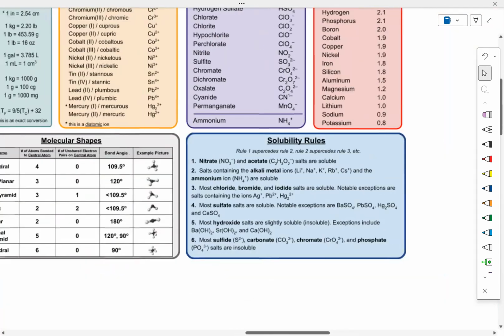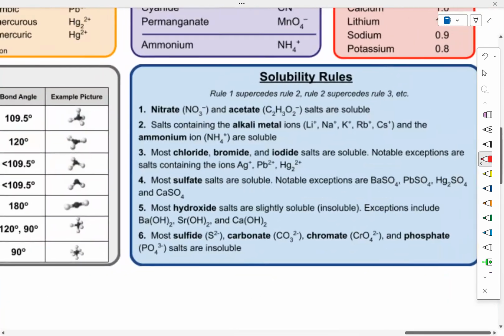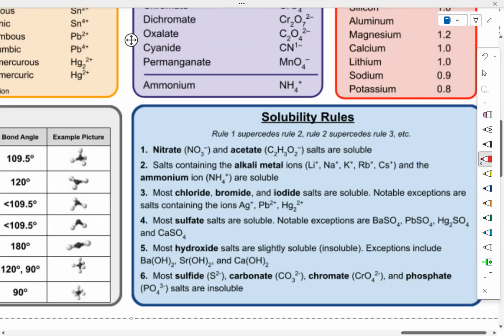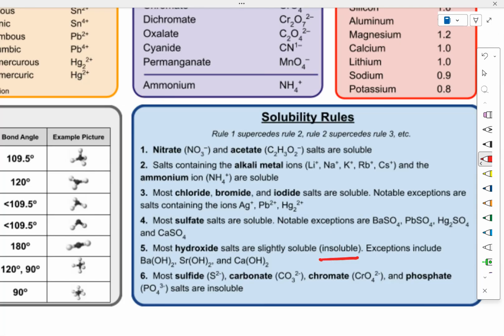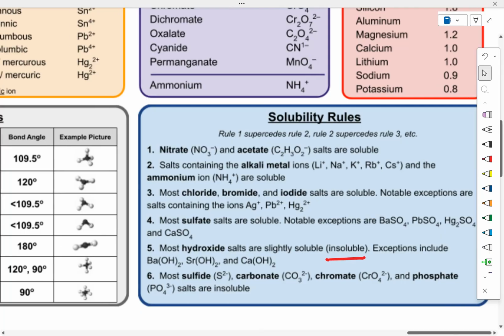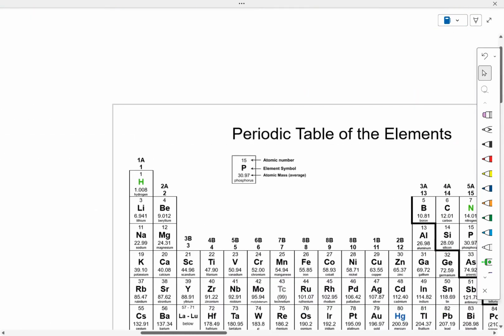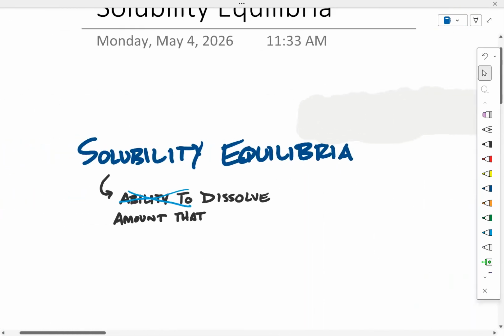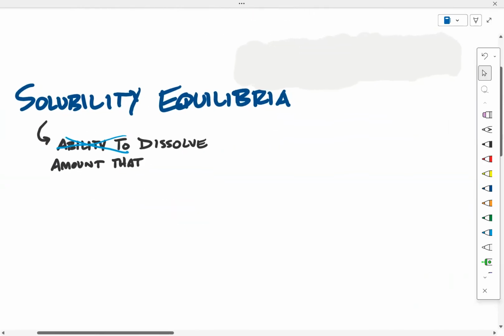When something on here says insoluble, such as most hydroxide salts, or slightly soluble, or maybe it's described as insoluble. Insoluble doesn't mean none of it dissolves, but a small, sometimes tiny amount does dissolve. So we're going to look at how we can predict how much of that dissolves. We do that using the concept of equilibria.